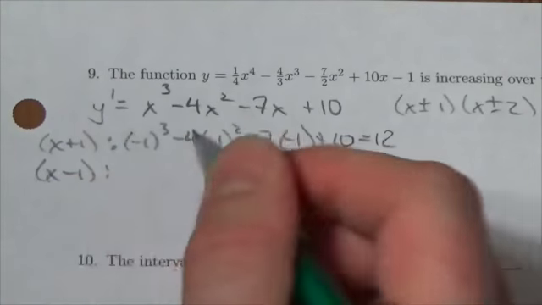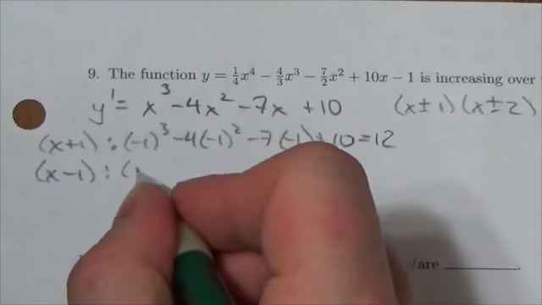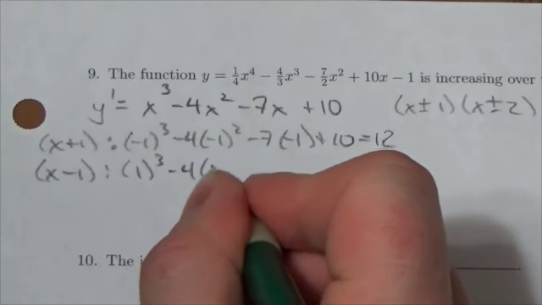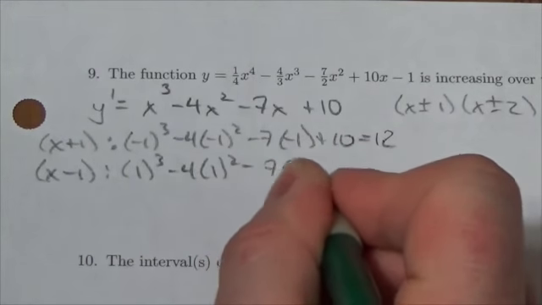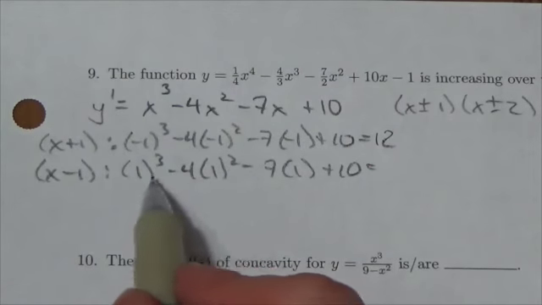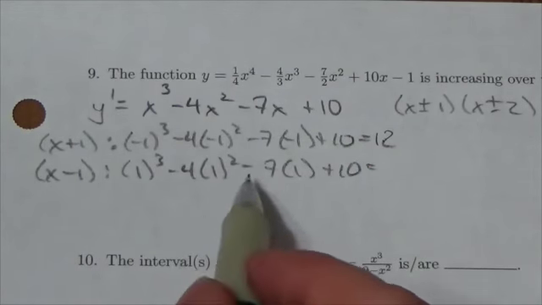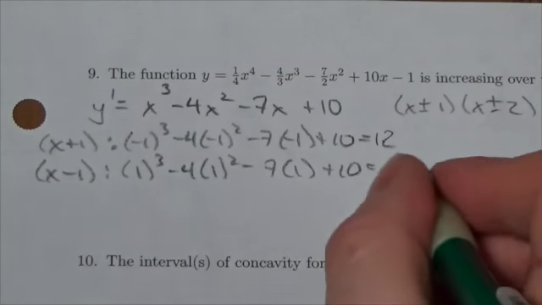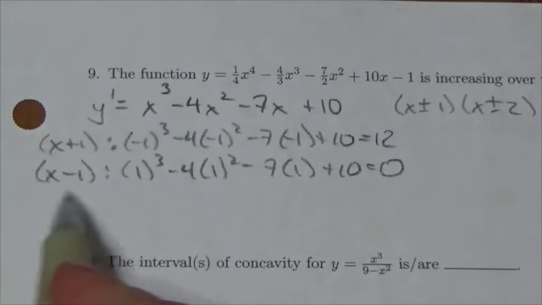x minus 1. I'm going to test x minus 1 by plugging in positive 1. What do we get here? Well, 1 cubed is 1. Minus 4 is negative 3. Minus 7 is negative 10, plus 10 is 0. There it is. So there's my first factor.